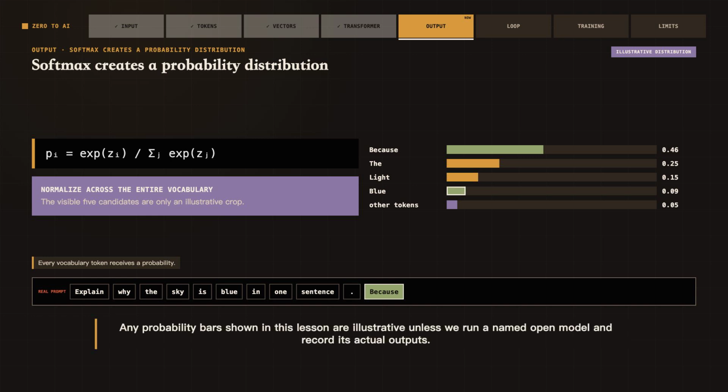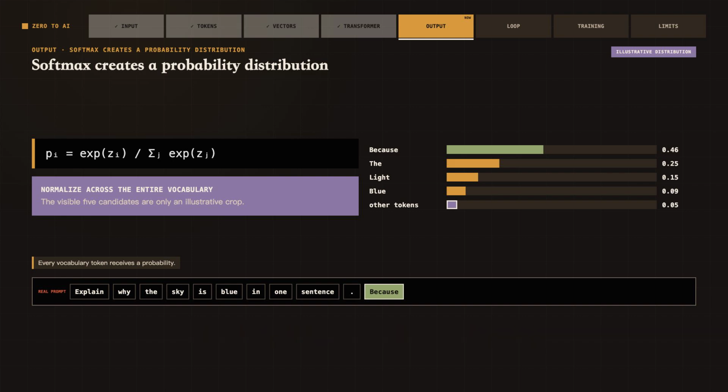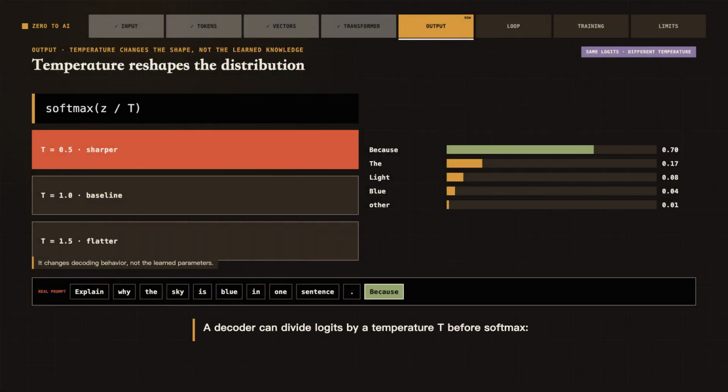Any probability bars shown in this lesson are illustrative unless we run a named open model and record its actual outputs. This distribution is the model's direct output for the next position. The model does not output a complete paragraph in one matrix operation. It outputs scores, or probabilities after softmax, for the next token. A decoder can divide logits by a temperature T before softmax. For token I, divide logit Zi by temperature T before exponentiating and normalizing.